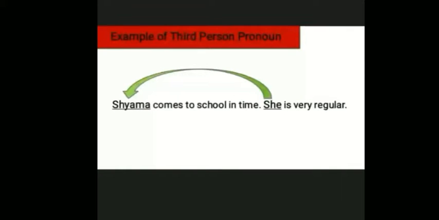Another one is the third person pronoun. It denotes the person or persons spoken of as he, she, it, they, etc. For example, Shama comes to school in time. She is very regular. In the sentence, she stands for Shama, and it is the third person pronoun.